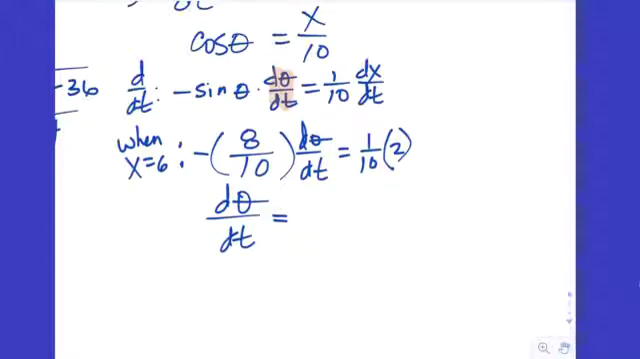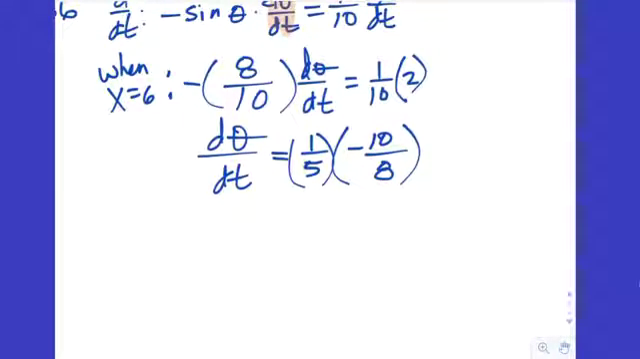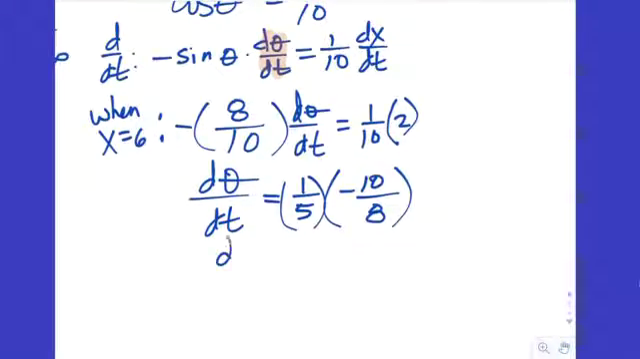On the right-hand side, we're going to have 2/10, which is a fifth. If we multiply both sides by the reciprocal of negative 8/10, we get negative 10/8, which simplifies down to, let's see, I'll divide out the 5. You get negative 2/8, which is negative 1/4. Good.